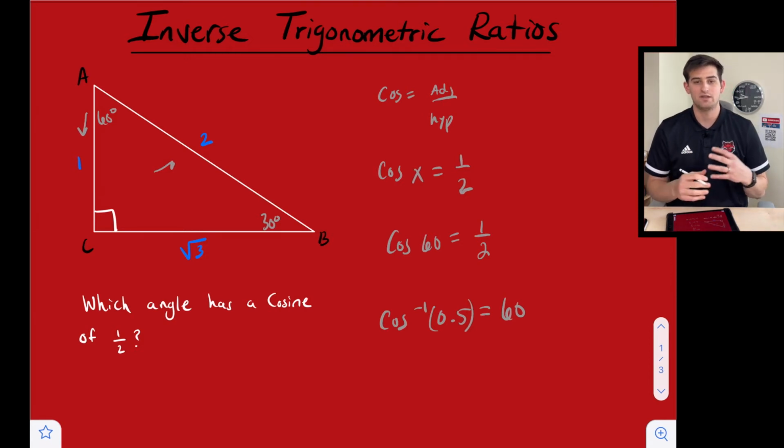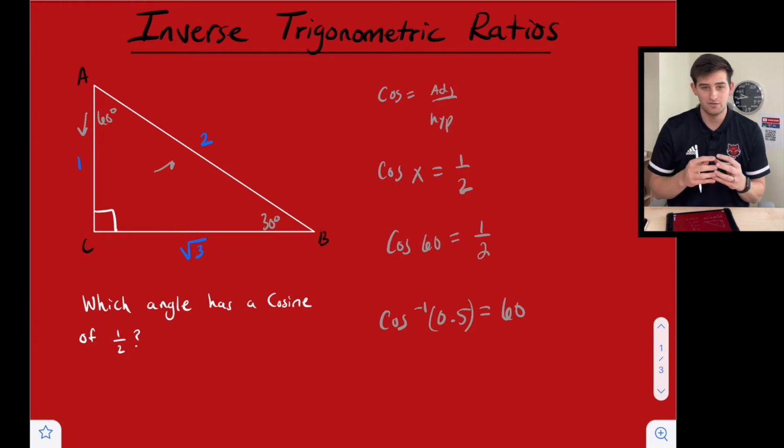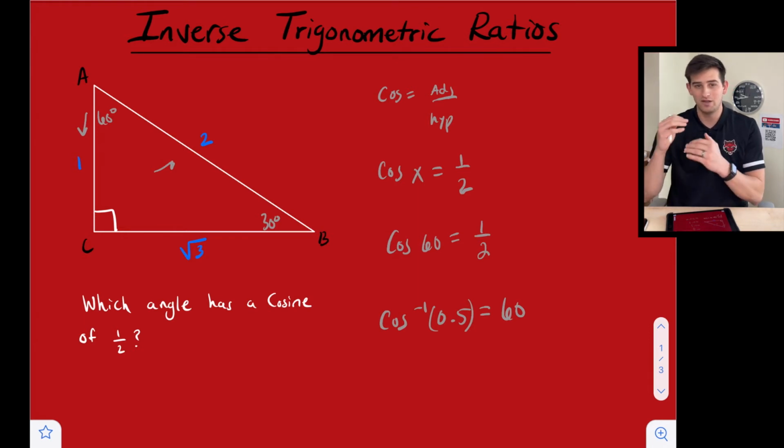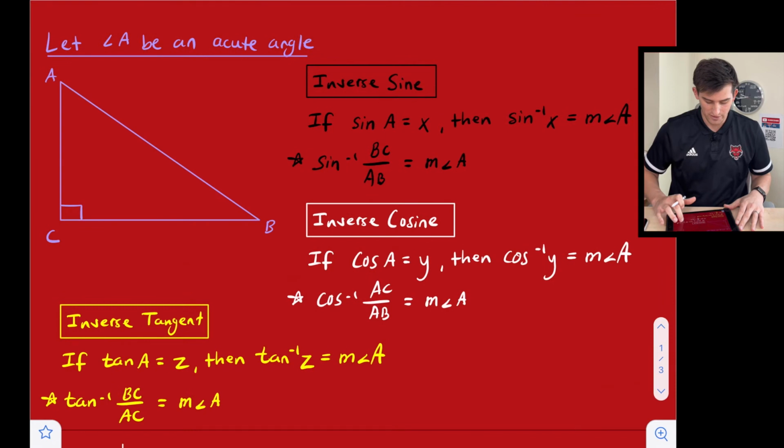When we just talked about sine, cosine, and tangent, that was just relating the side lengths of a triangle to one another, right? How big are they? What's the ratio of those side lengths? So for inverse, we can still use the side lengths, but we're going to use the inverse feature on our calculator to get us the angle measure.